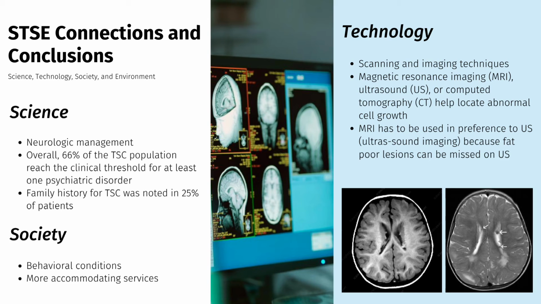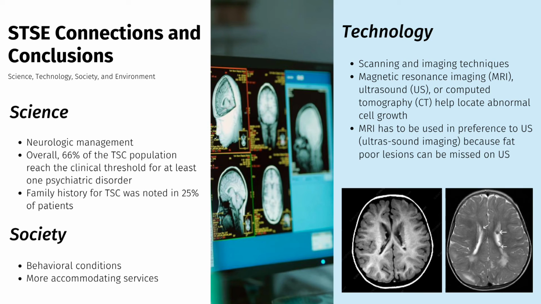It has also been discovered that overall, 66% of the TSC population reached the clinical threshold for at least one psychiatric disorder, such as ADHD and anxiety. Other findings in the science world have shown us that the family history for TSC was noted in 25% of patients. Scientific studies regarding tuberous sclerosis are continuously being researched. Now, the scientific conclusions and connections relate a lot to societal connections. Patients with tuberous sclerosis often struggle with behavioral conditions, which may prevent them from meeting environmental and societal demands.